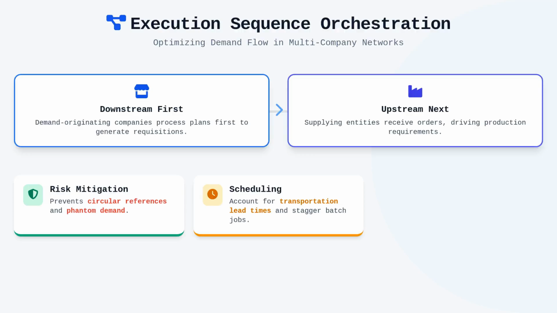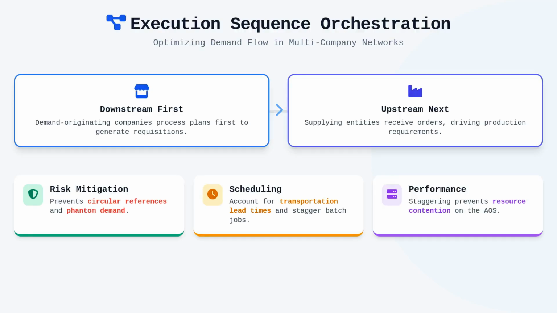This hierarchy minimizes the risk of circular references or phantom demand that can occur if you execute the plans in an illogical sequence. When configuring the batch jobs for these master plans, ensure that you are utilizing a consistent execution schedule that accounts for the intercompany transportation lead times.